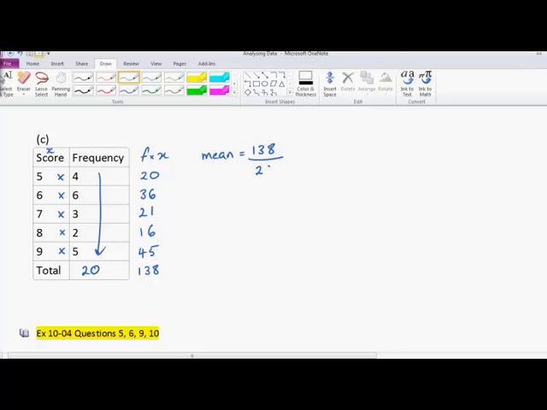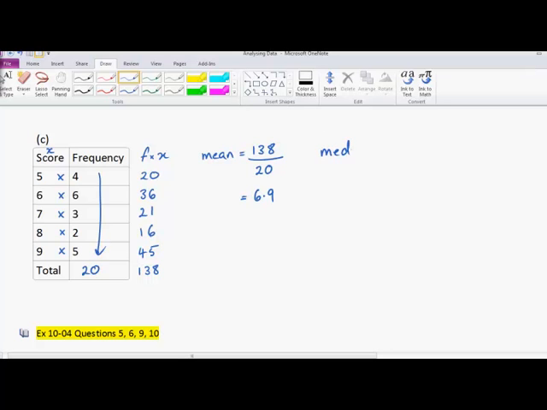So to find mean, 138 divided by 20, and I get 6.9. Remember, think about whether that makes sense. An average of 6.9, so fairly close to 7, that looks like it's about the middle, so that makes sense.